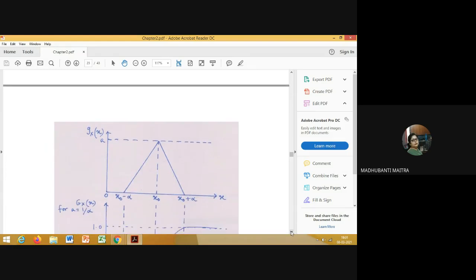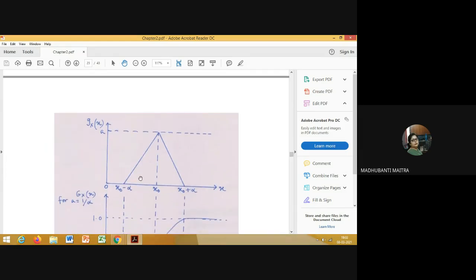So this is the nature of the density function. This is the plot of a function of x. Along this axis, we are plotting small x. The center point is denoted by x0. So this point is x0 minus alpha, and this is x0 plus alpha.